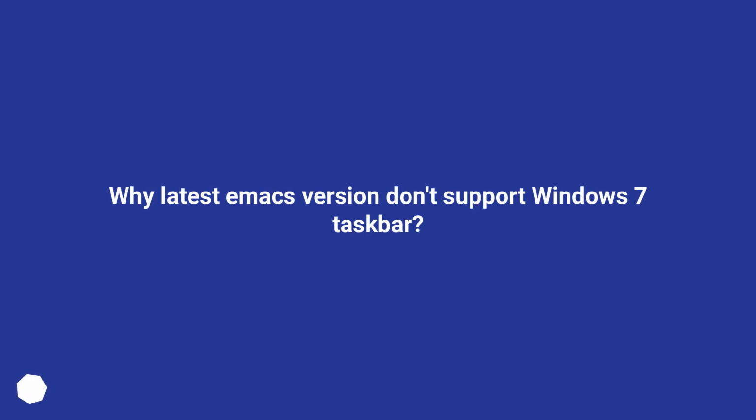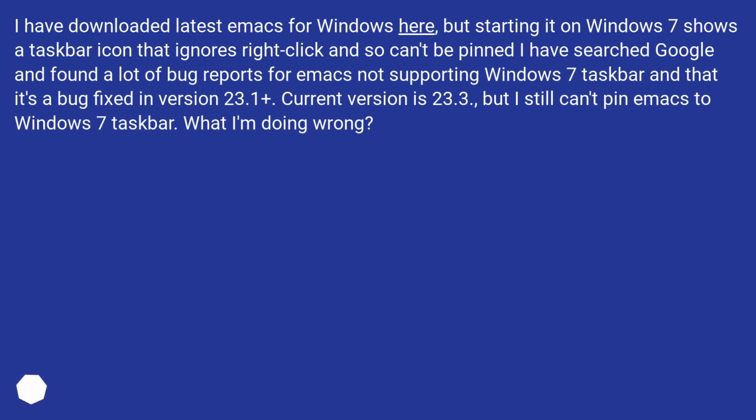Why doesn't the latest Emacs version support the Windows 7 taskbar? I have downloaded the latest Emacs for Windows here, but starting it on Windows 7 shows a taskbar icon that ignores right-click and so can't be pinned.